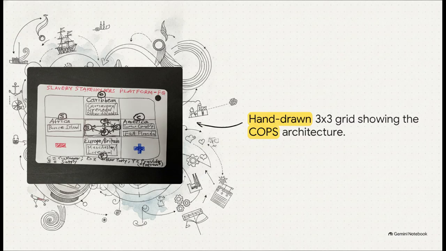You really don't need fancy software for this. You just place the O at the top, the P at the bottom, the S on the left, and the C on the right. And boom, instantly you have a spatial architecture of how a system works.